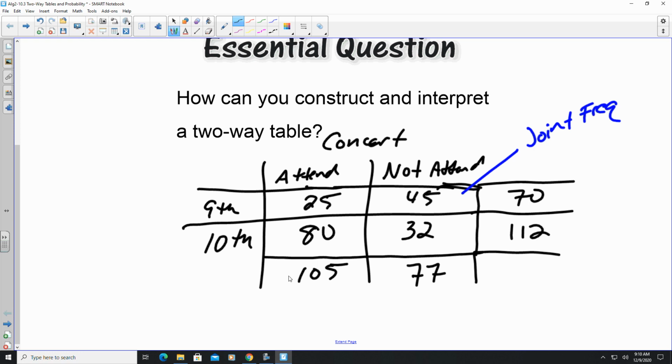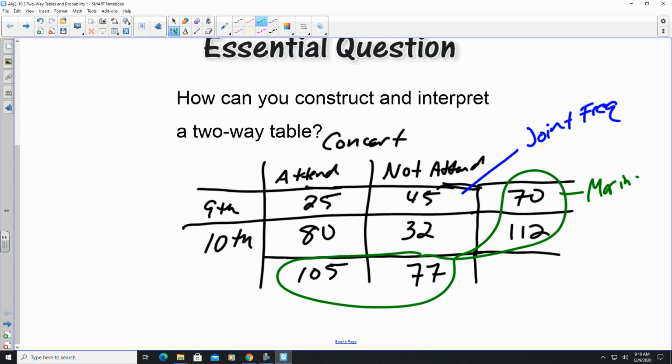Now these values here on the outside are called the marginal frequency, and they're just the sums of the respective rows and columns. And at the very end, you can figure out the total number of ninth and 10th graders by adding either 70 plus 112 or 105 plus 77. You should get the same answer of 182.